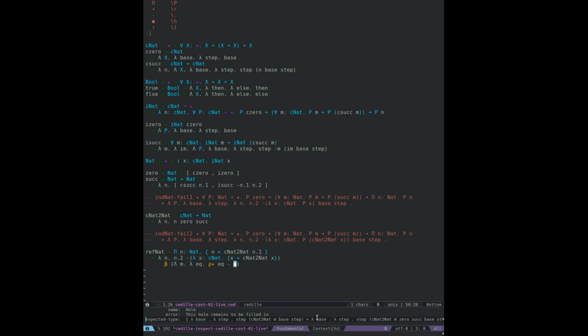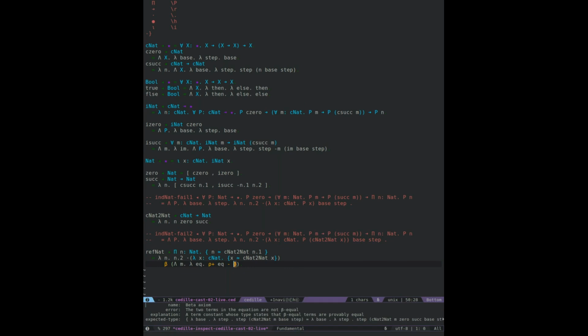Anyone who's used an interactive proof assistant before and had to deal with equality will know the situation that I'm in right now. This does not actually look obviously equal. And in fact, if I ask Cedille about it, it will say that no, I'm not convinced that these two terms are actually beta equal. The whole reason is that I've rewritten in the wrong direction.